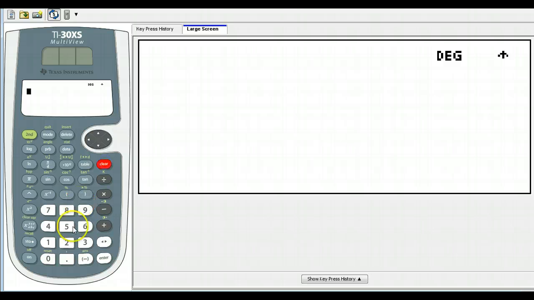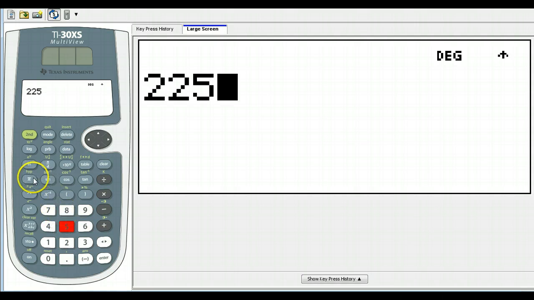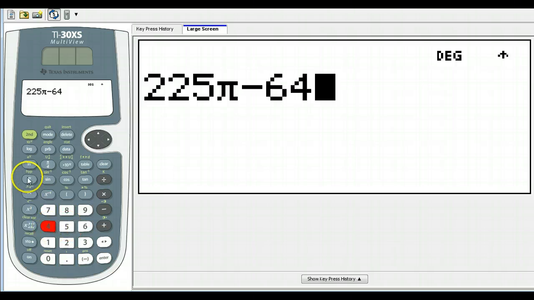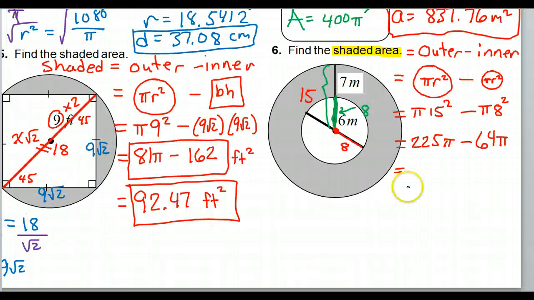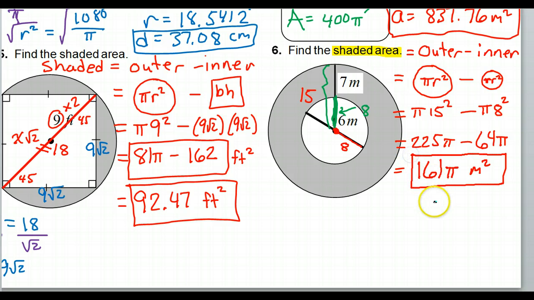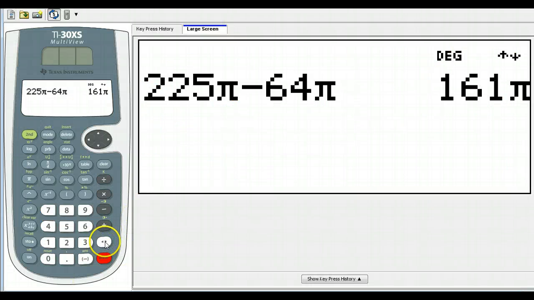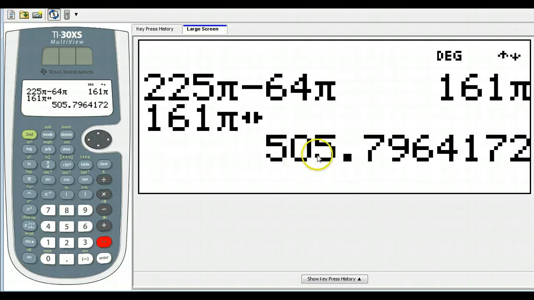Your calculator probably even knows this. So 225 pi minus 64 pi, that's 161 pi, like terms. So our exact answer will be 161 pi square meters. Okay, so that is our exact answer. Of course, then we can go ahead and get a decimal approximation using the toggle button. So 505.79 would have to round up to 80. So 505.80.